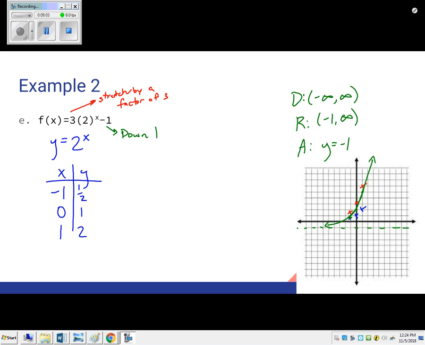I almost messed up on this one and did not move my asymptote down 1. But I stretched it by a factor of 3 with the red x's, and then moved it down 1 by the green line. Green line being my final answer.